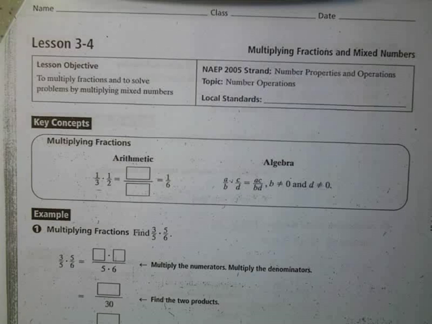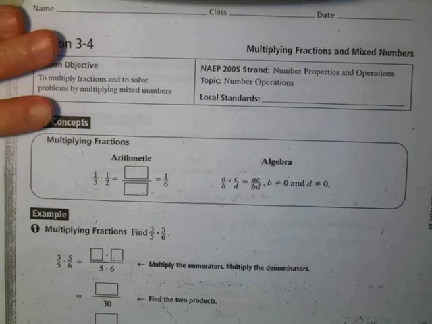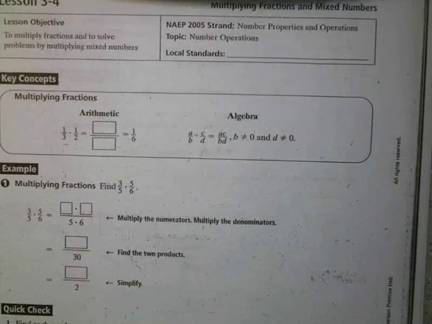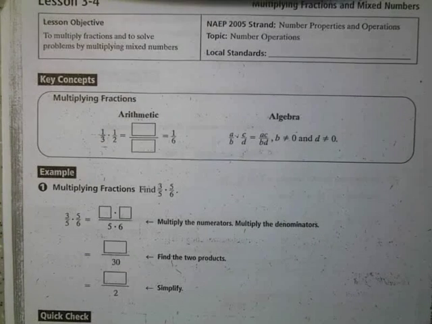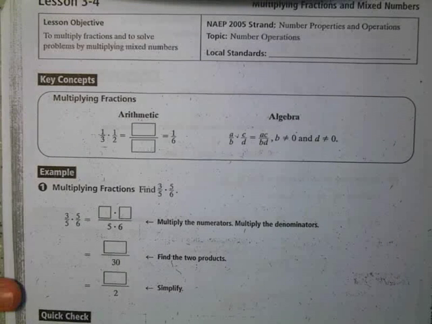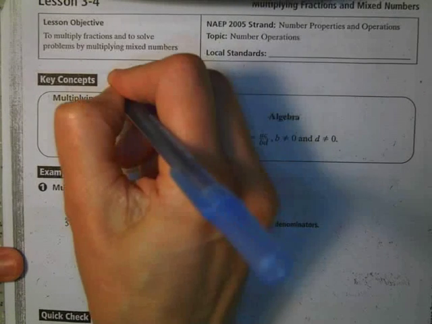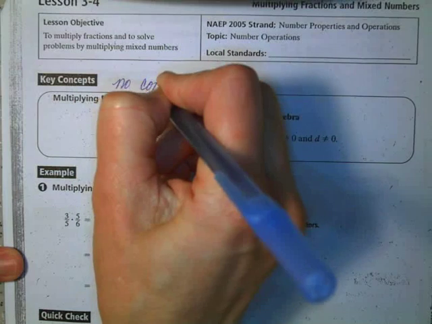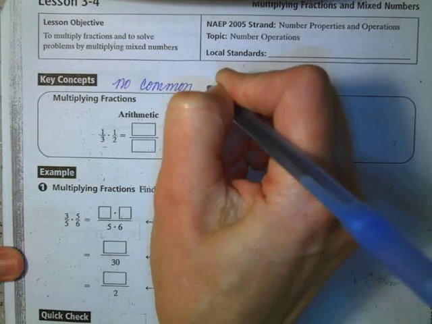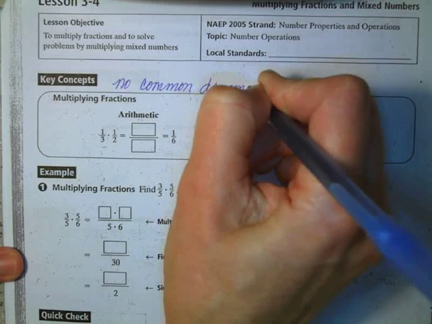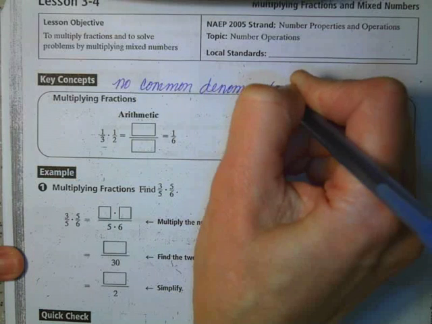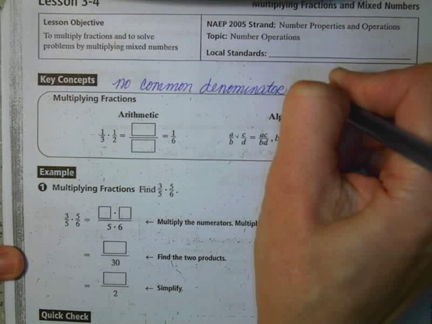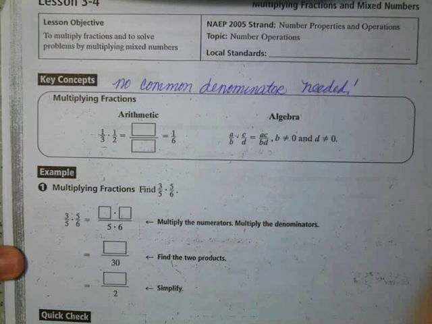When we multiply fractions, compared to adding and subtracting, in some ways it's a little less work, and in other ways the work is a little bit different. One thing you want to remind yourself of is that you do not need a common denominator. You might even jot a note here: no common denominator needed. If you have one, fine, but there's no need to find one.